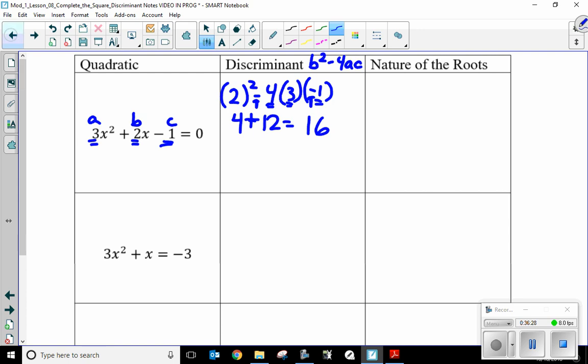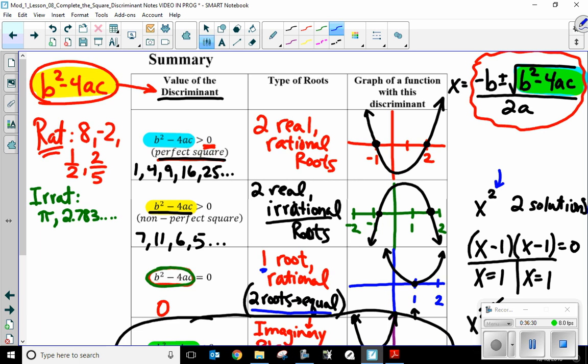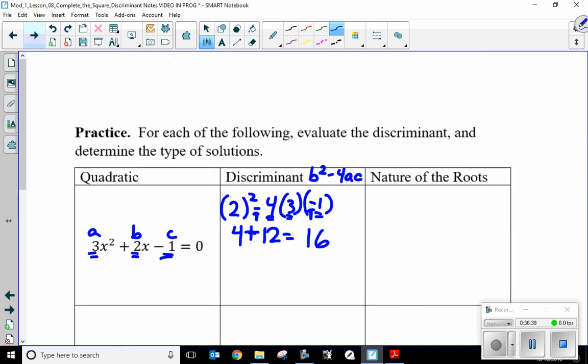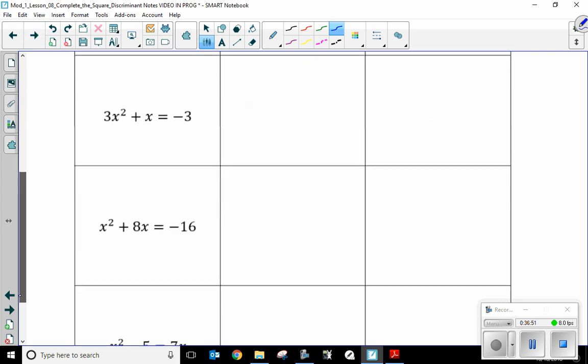Now, in your notes, you should be referring to this right here. Not only is it bigger than 0, 16 is a perfect square. So I should have two real rational roots. So I come back here. The nature of the roots: there are two of them. They're real, and they're rational. Bam. That's all you're going to do for the next few problems on this chart.